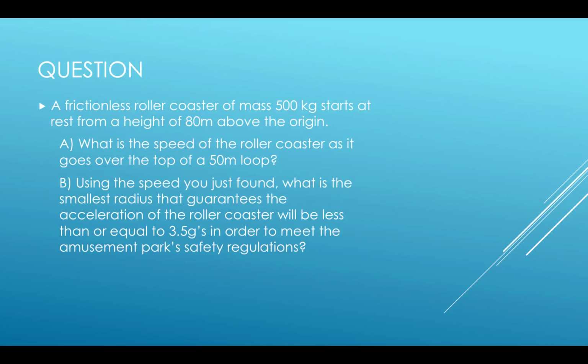50-meter loop? Using the speed you just found, what is the smallest radius that guarantees the acceleration of the roller coaster will be less than or equal to 3.5 Gs in order to meet the amusement park's safety regulations?